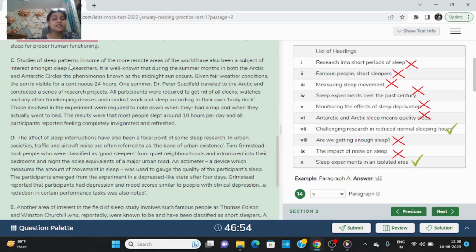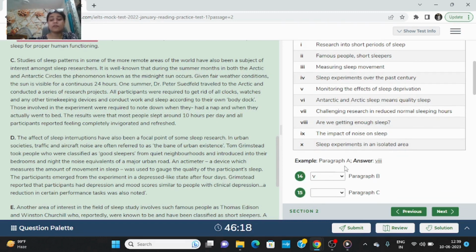So if you can see, in an isolated area, and here they are talking about that, first of all, Arctic and Antarctic we already know about the place, and they are saying that all participants were required to get rid of all clocks, watches, timekeeping devices and conduct work and sleep according to their own body clock. So an isolated experiment is being conducted, so that will be my most accurate answer. So I will be writing over here 10th one.